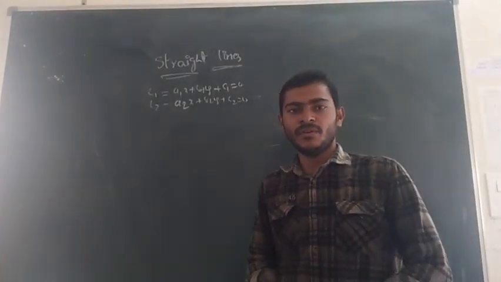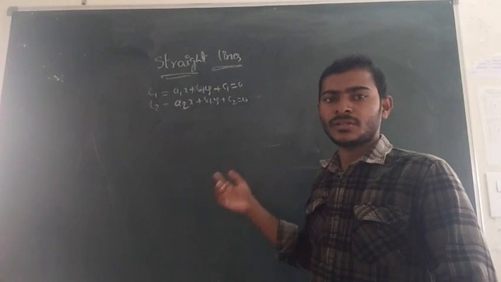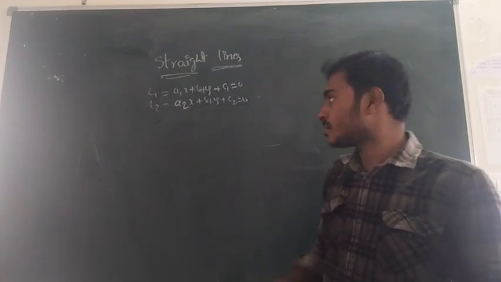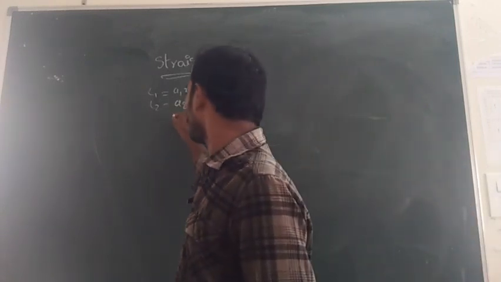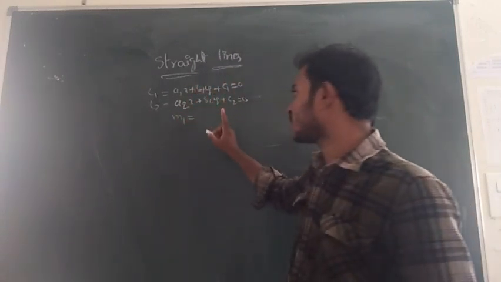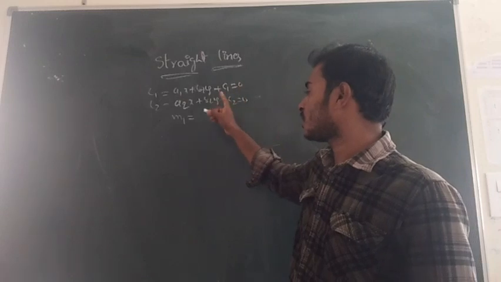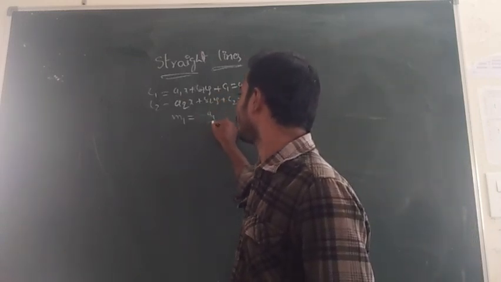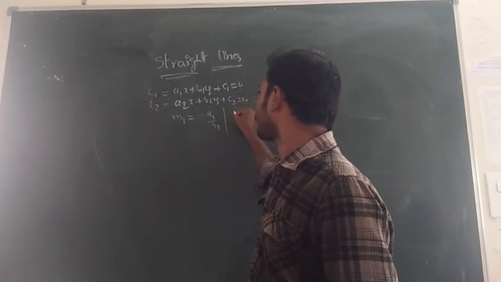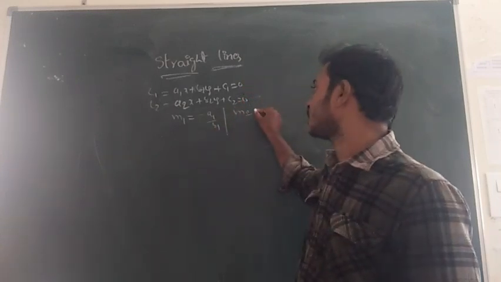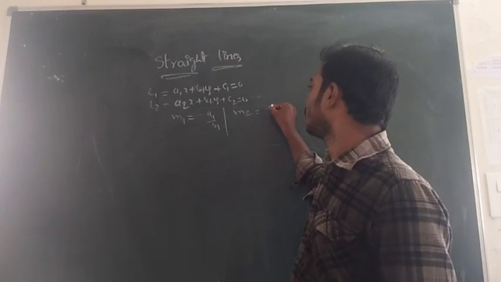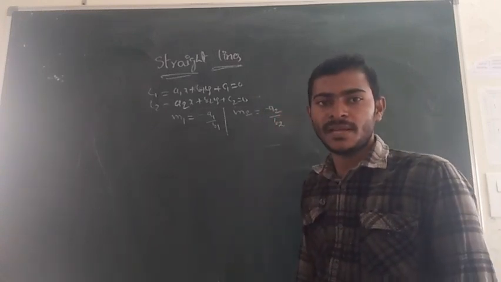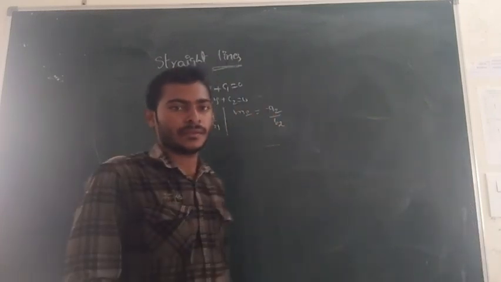We know that we are taking two lines L1 and L2 that are two distinct straight lines. Now we know the slope M1 of the first equation is nothing but minus A1 by B1, and the slope of the second straight line is nothing but minus A2 by B2.